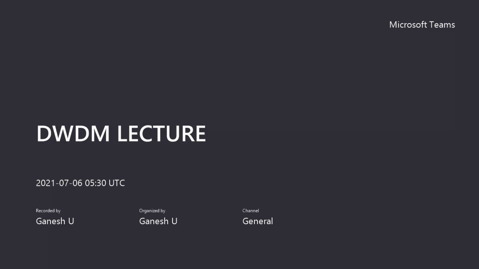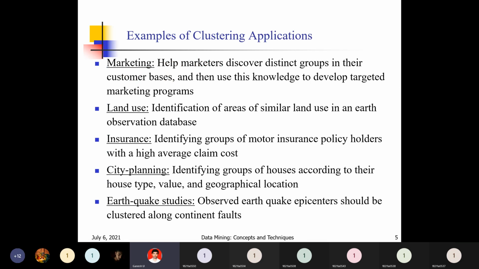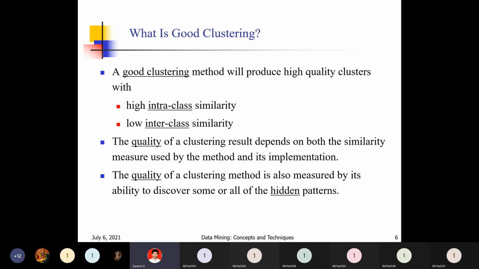In the last class we have seen about cluster analysis. What are the general applications of clustering, we have seen. Next, examples of different clustering applications we have seen. Next, what is good clustering? What is meant by good clustering? When we say that a clustering method is good, that also we have seen.